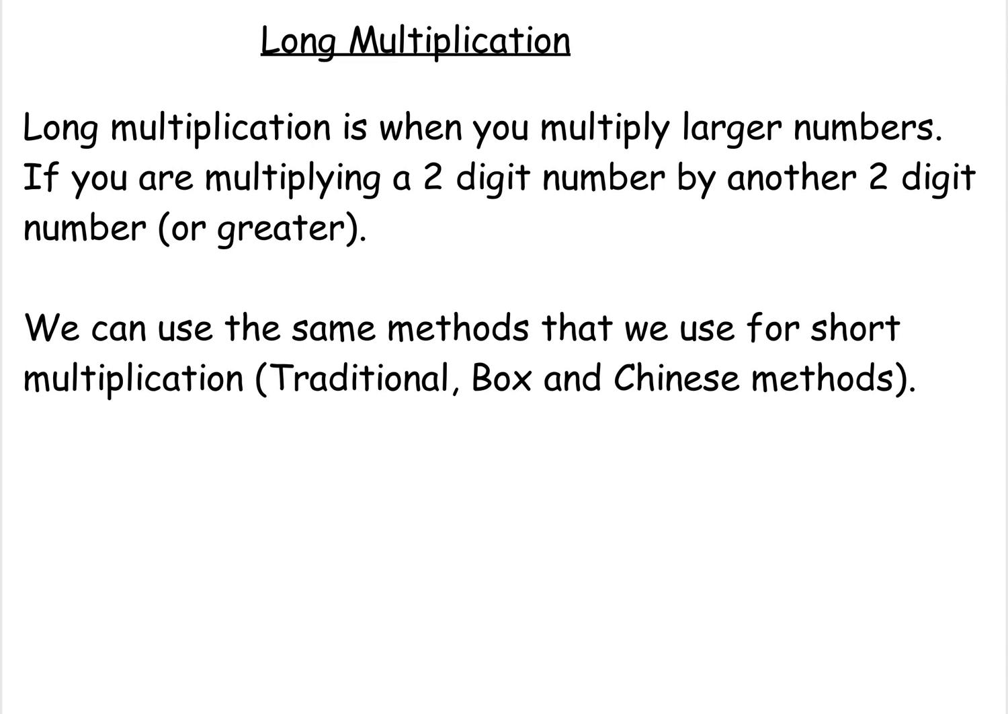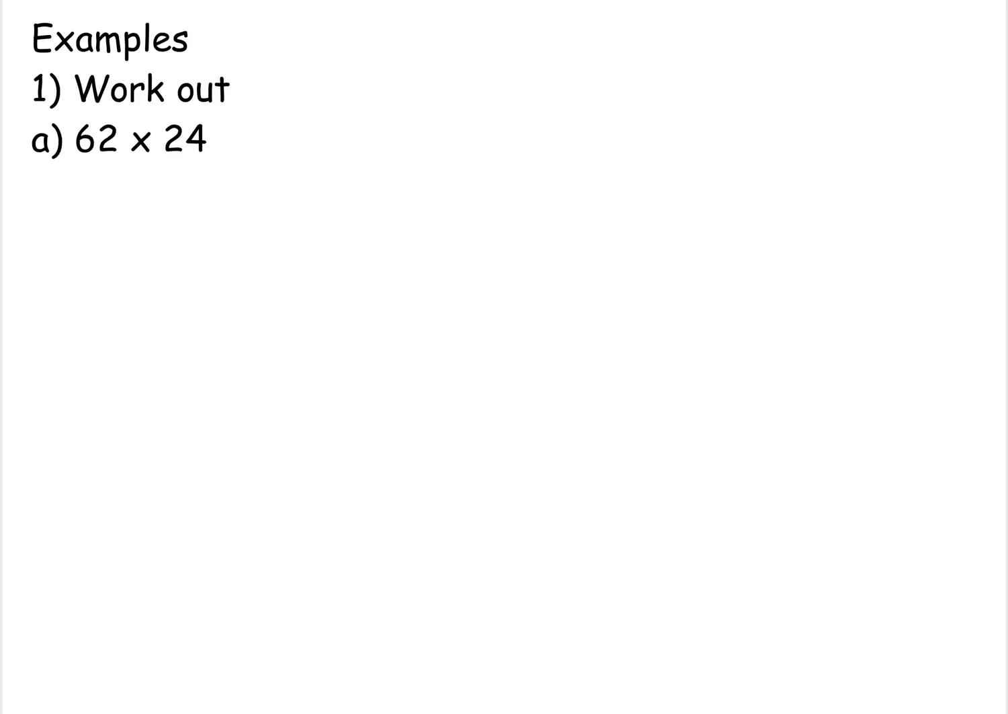So if you were multiplying a 2-digit number by another 2-digit number, that would be long multiplication. Or if you were multiplying a 3-digit number by a 2-digit number or any greater, you'd need to use long multiplication. Now we use the same methods that we use for short multiplication: the traditional method, the box method and Chinese method. But we just need to do a little bit more as the numbers are larger. Okay, let's look at this example.